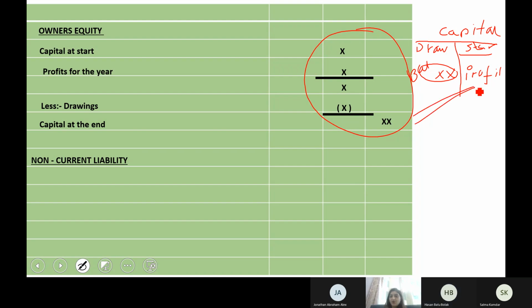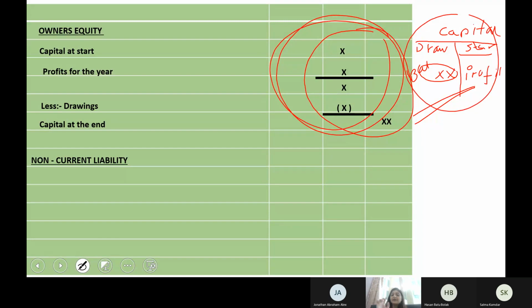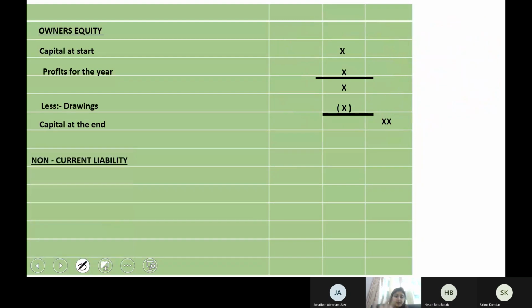This is more feasible rather than showing this all over here. You can make a capital account in the working and just give this figure. I will show you how to calculate this figure later. But right now we will complete the balance sheet format. So is this done with owner's equity? Now it's turn for the non-current liability.